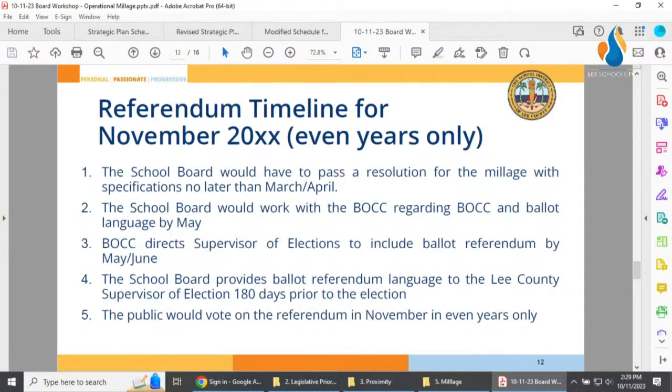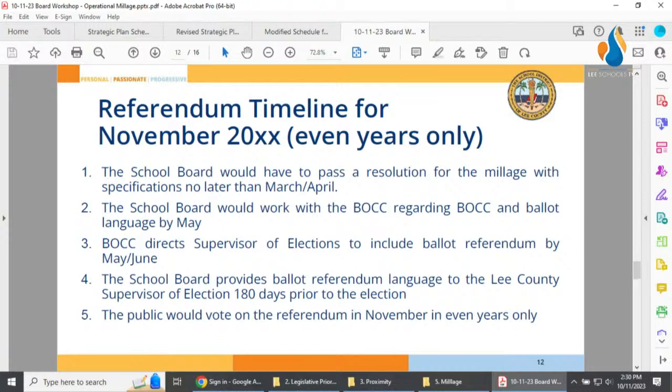Now, the timeline for bringing this forward. The board would have to pass a resolution approximately in March or April. The board will then present it to the Board of County Commissioners with their particular language, probably by May, just to ensure that there's enough time to process it. The county commissioners will do a ministerial act in approving it, and then direct the supervisor of elections to add it to the ballot. The board will also work with the supervisor of elections once the county commissioners approve to make sure that the ballot referendum is processed appropriately.